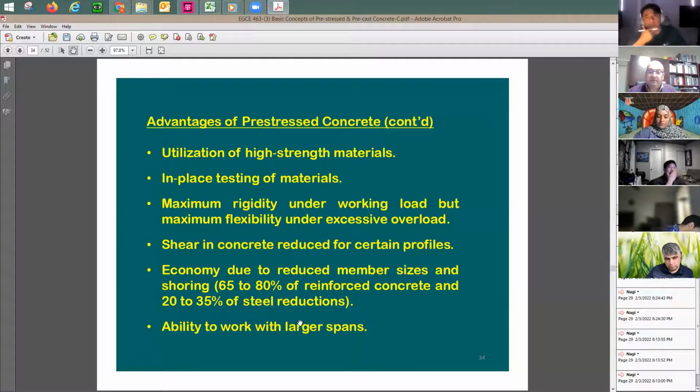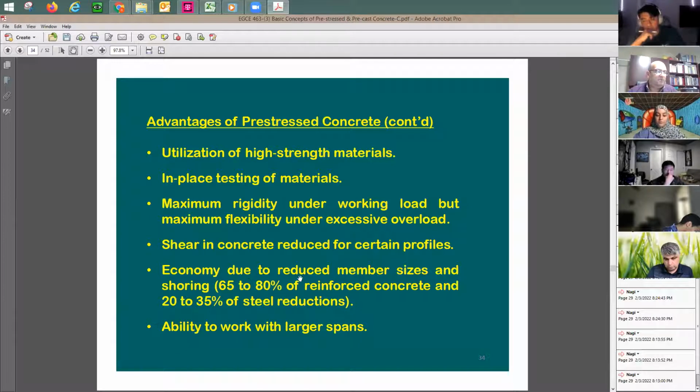What else? You're going to be working here with high strength materials, right? Concrete's usual strength is going to be high, the strength is going to be 270. And then you can also do the testing of materials, right? Where do you make it? Right there, you can test the materials. Shear in concrete reduced for certain profiles. We're going to be talking about this.